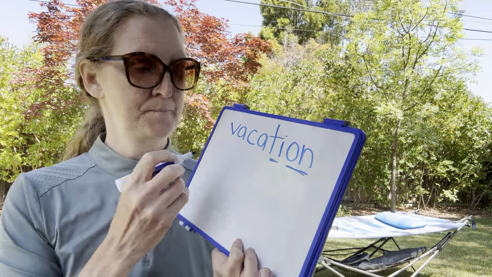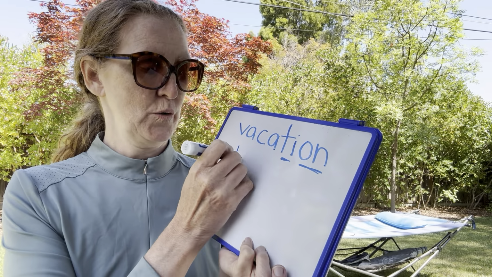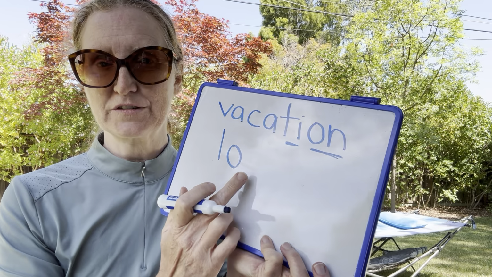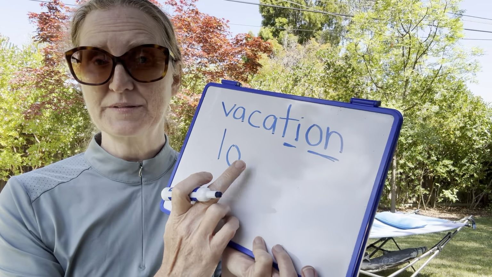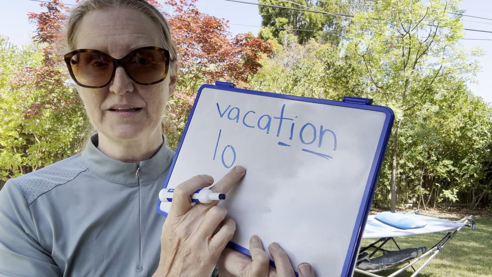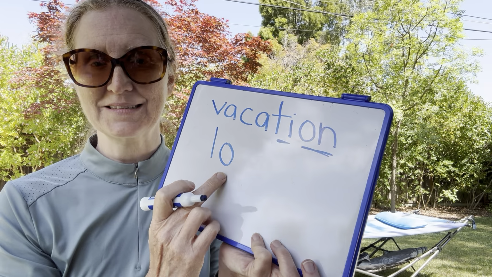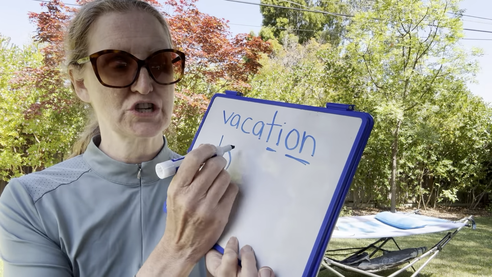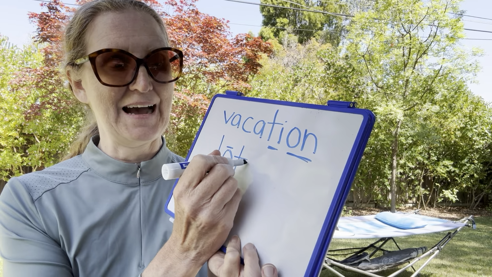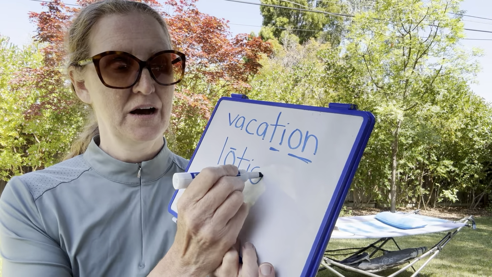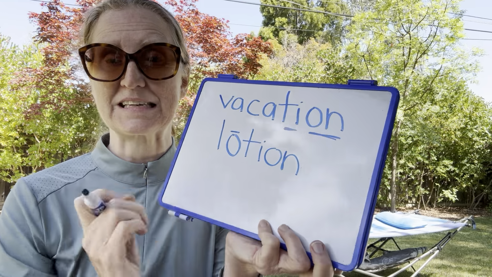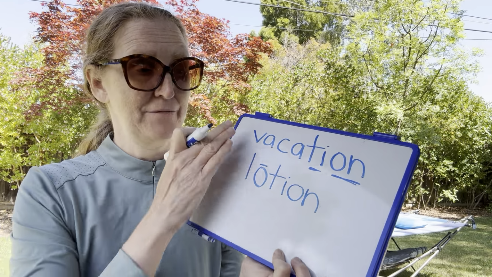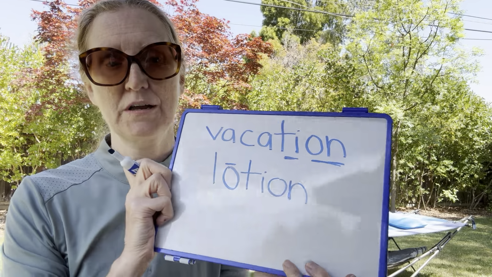Lotion. Low is the L-O, open vowel again. That means there's no letter that comes after that vowel sound in that syllable. It's low, it ends there, and it's open, so it makes a long sound. Lotion. That's right, the T-I says the sh sound, on. Lotion, T-I-O-N. Yeah, okay. We have vacation, we brought our lotion.